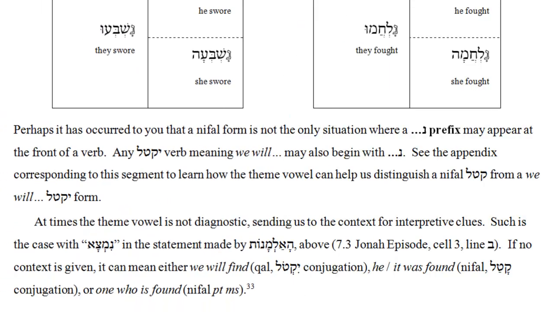As observed towards the bottom of these verb tables, it may have occurred to you that a Nifal form is not the only situation where a nun prefix may appear at the front of a verb. In fact, any Yiktol verb meaning we will may also begin with a nun. We'll turn now to the appendix to learn a bit more about distinguishing between these potentially confusing spellings.